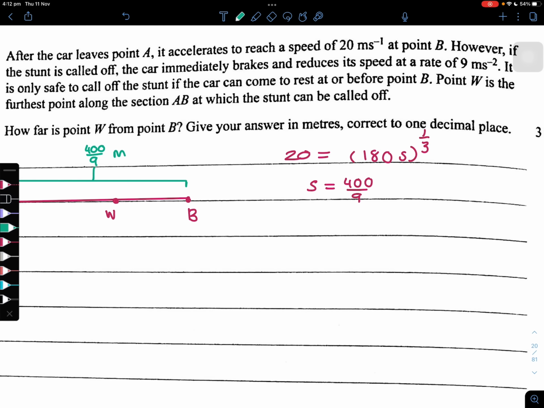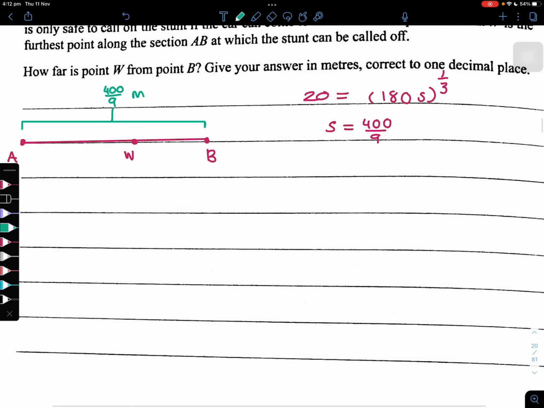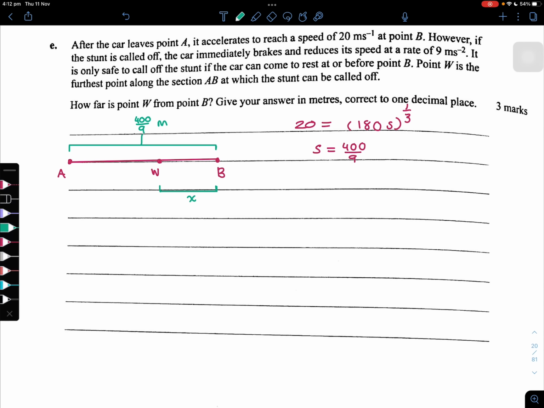Okay. Now it says, how far is point W from point B? Now we don't know actually what that is. So what I'm going to do is, let's just call that x. Okay. Let's just call that x. That should be helpful.